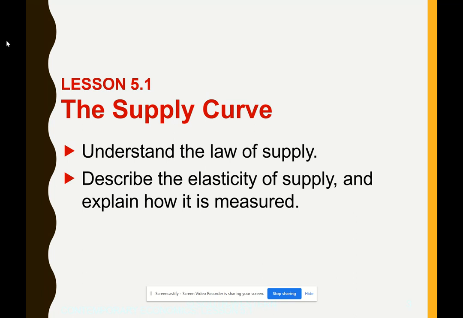Basically, when the price of an item drops, for example, if pizza was originally 15 bucks and the price drops down to 10 bucks a pie, you're going to see more people ordering pizza. Why is that? That's because more people can afford it, so more people will be able to purchase it if they want it.